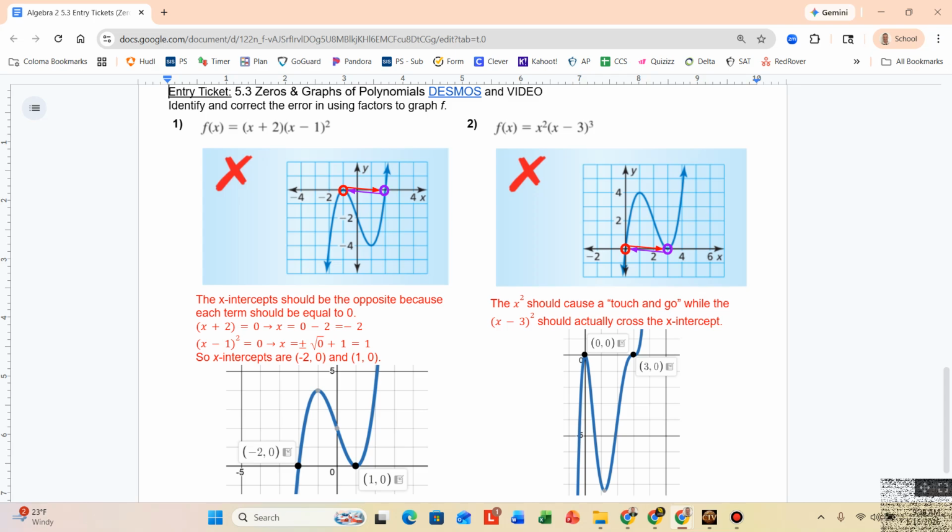So instead of the touch and go at 3, 0, it should be moved over to 0, 0. And then at 3, 0, we should actually cross the x-axis. The x-intercept should be a point where the graph crosses the x-axis. So those 2 points should be switched around.